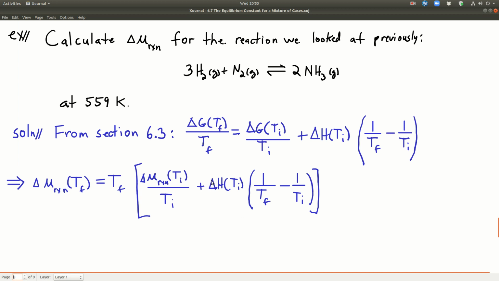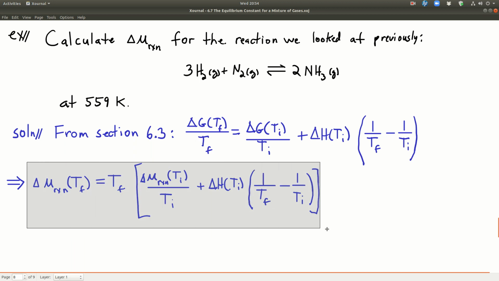We want to calculate the change in chemical potential of the reaction for the same reaction that we looked at last section, this one right here. What we did last time was we calculated the change in chemical potential at 298.15 K. Now we want to find what it is at 559 K. To do that, we're going to reach back into section 6.3 and use this equation right here. We derived this back then, so go look that up. And we're also going to use the fact that we now know that delta G is equal to the delta chemical potential, delta mu. So multiplying through by T sub F, we get this form of the equation right here.